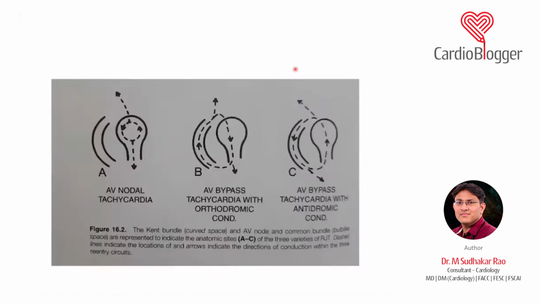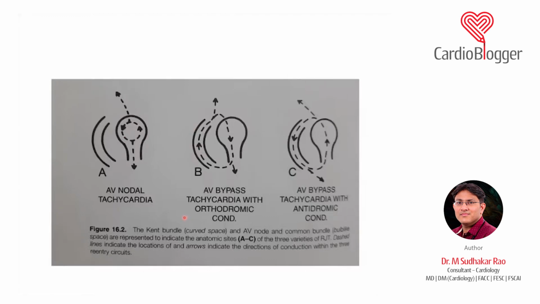Now the most important mechanism of re-entry is AV nodal re-entrant tachycardia. We know that there are various tachycardias. It can be AVRT or it can be AVNRT. In AVNRT, what happens is, in the AV node itself, between the SA node and the AV node, they form re-entry. It forms a circus movement, and that is what the AV nodal re-entrant tachycardia is, which is a narrow QRS tachycardia.